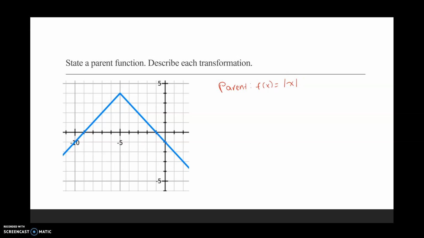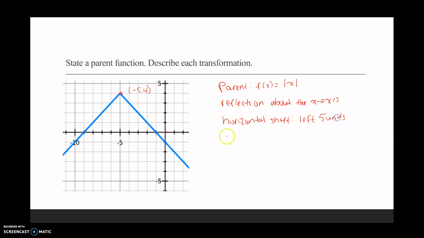Okay, next. Oh, I noticed the V is upside down. So what does that tell us? There is a reflection about the x-axis. And what else? Well, I noticed the vertex should be at 0, 0, and it's not at 0, 0. Where is it now? It's at -5, +4. Okay, so this indicates to me that there is a horizontal shift. And the horizontal shift, it went over 5 units to the left, so left 5 units.